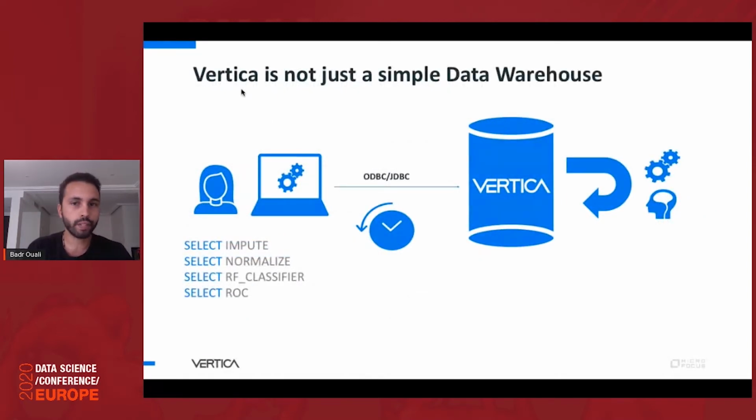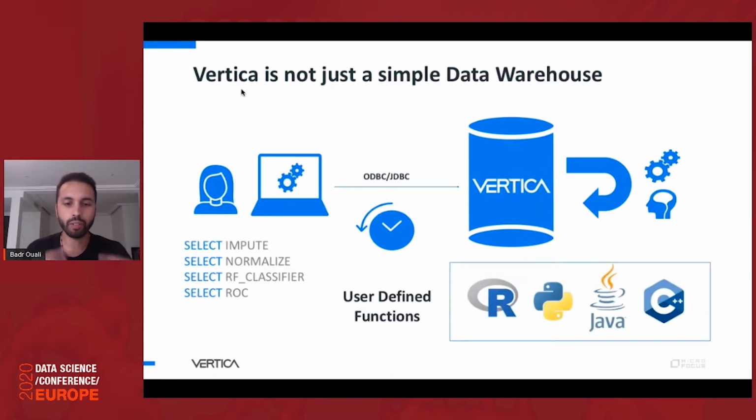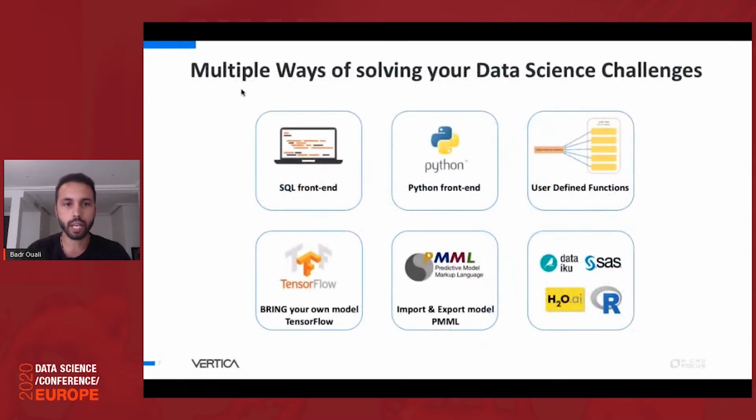Vertica is not just a simple data warehouse, because you can do much more than this. Nowadays we see a lot of databases and we wonder which one to choose, because they look the same. Here, there is all the analytical part that Vertica can cover. And if we don't have a specific function, it is possible to code it with four programming languages in order to increase the possibilities. Multiple ways of solving these data science challenges are available in Vertica.